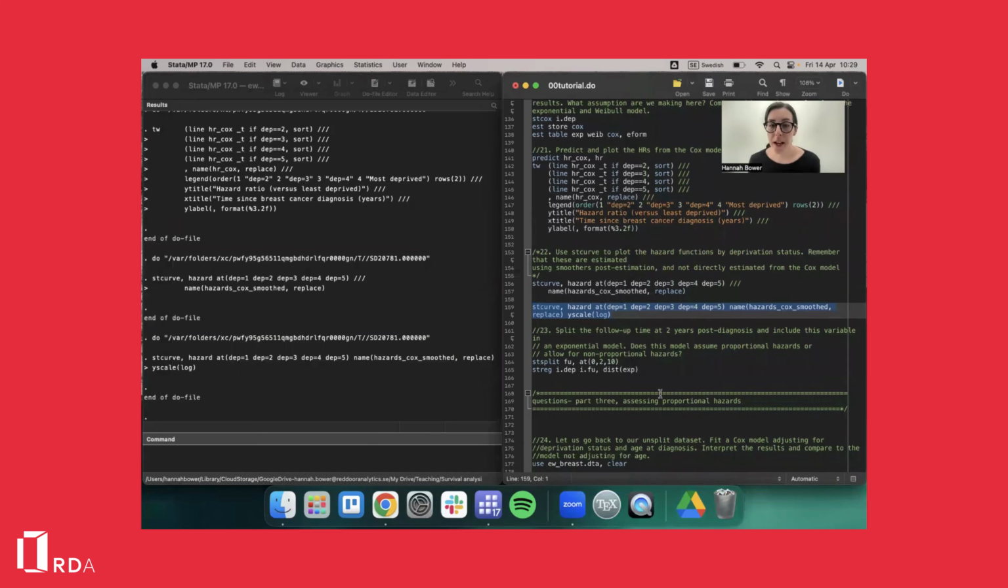So the last part of this section asks us to split the follow-up time at 2 years post breast cancer diagnosis and include this variable in an exponential model. And then it asks us, does this model assume proportional hazards or allow for non-proportional hazards? So let's first split our data set, and we can have a look at what that means.